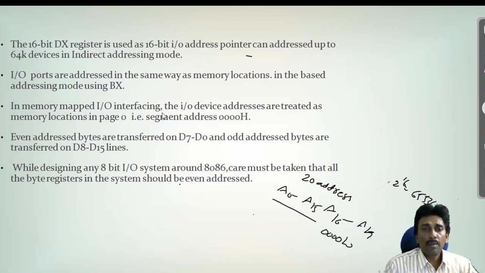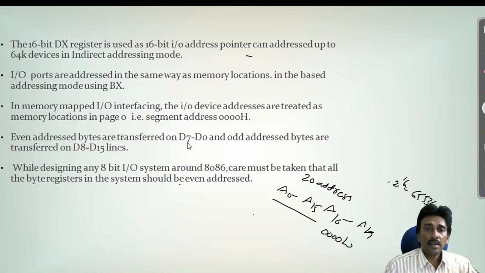In memory mapped IO interfacing, the IO device addresses are treated as memory locations in page 0, that is, segment address 00H. In the 8086 microprocessor, the biggest advantage is the memory management system. The memory is organized like page 0, page 1 and page 2, and so on. So in memory mapped IO interfacing, the IO device addresses are treated as memory locations in page 0, which means the segment address is 00H.